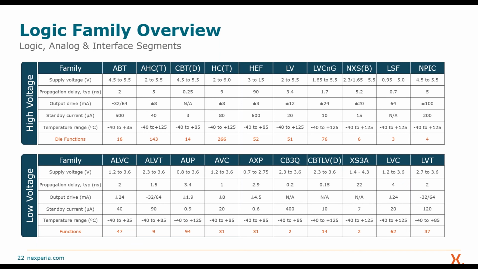Now, from the power requirements, we have two families, AUP and AXP. They are very popular in battery operated applications and can be very useful in applications like infotainment. Then we have the ABC family, which is also among the fastest families, and translators in these families are very popular in automotive industry applications. And then we have finally the CBT family, which is basically used in switches and offers the lowest propagation delay.